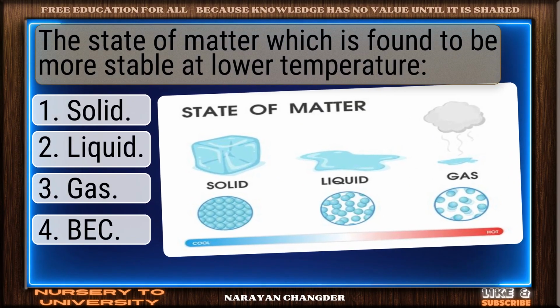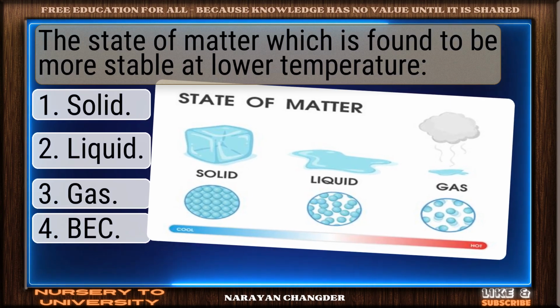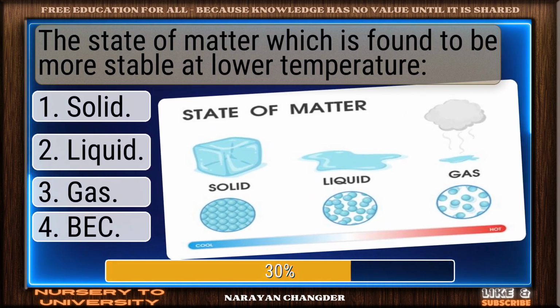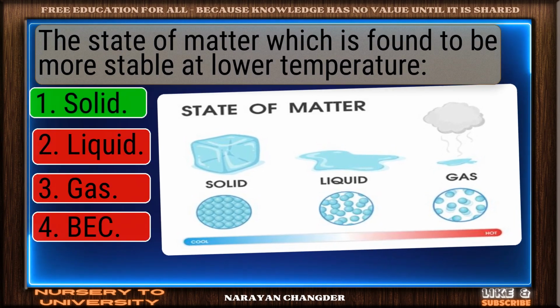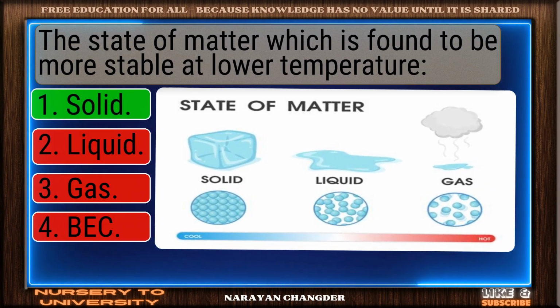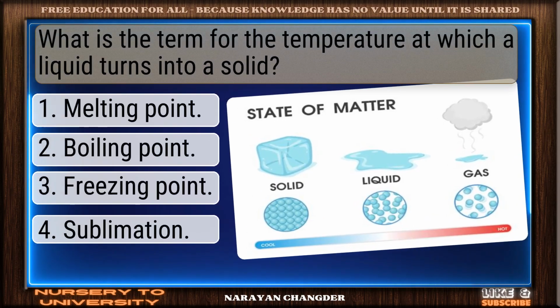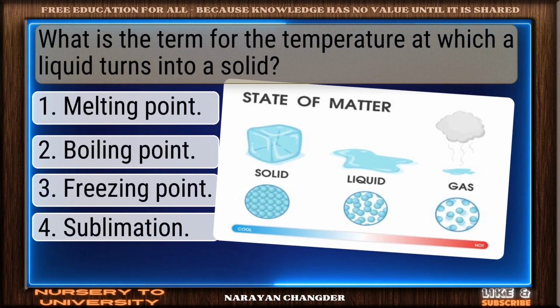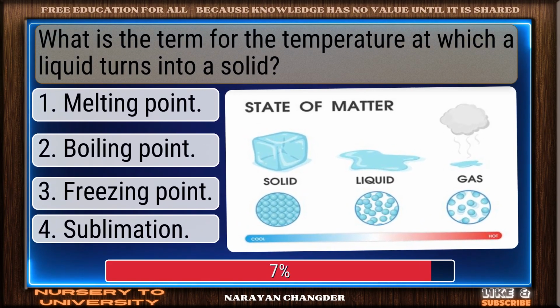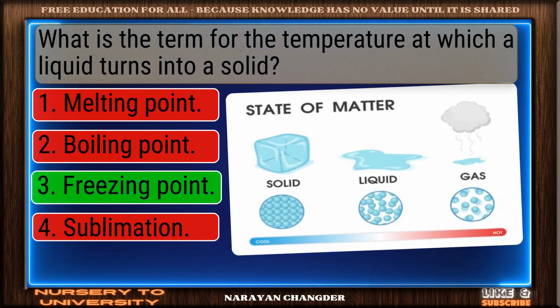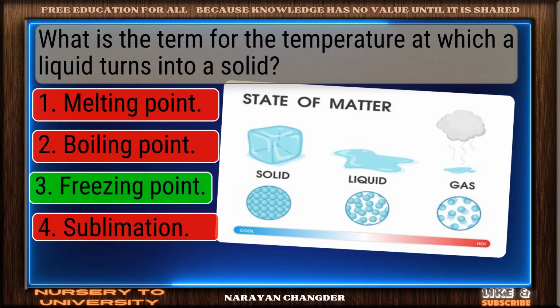Question number 23. The state of matter which is found to be more stable at lower temperature. Clear logic. Your choice, solid, is sound and 100% true. Question number 24. What is the term for the temperature at which a liquid turns into a solid? Bravo! Freezing point is the answer.